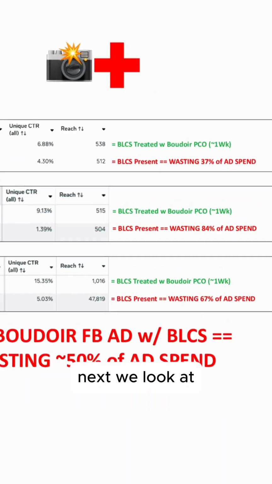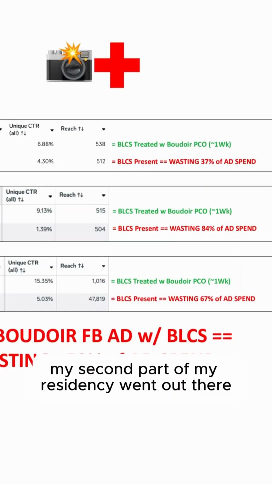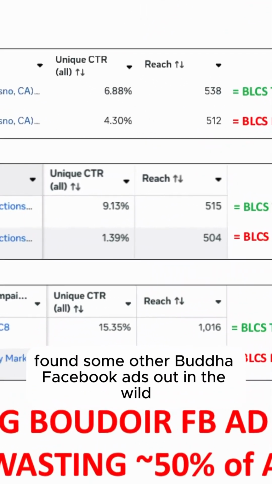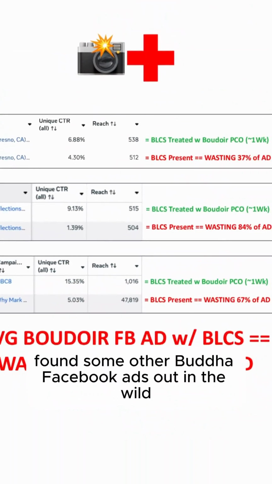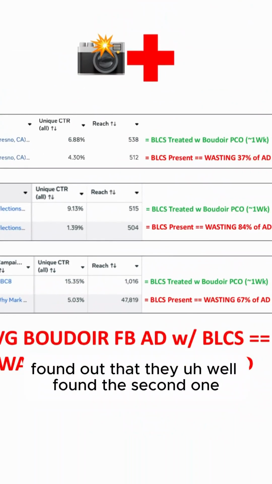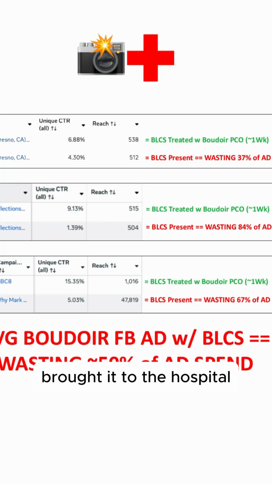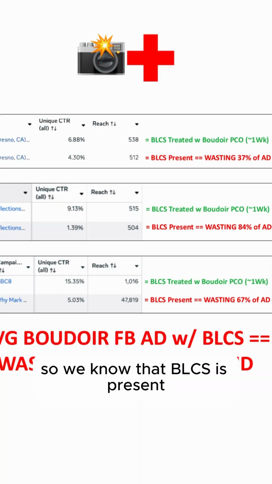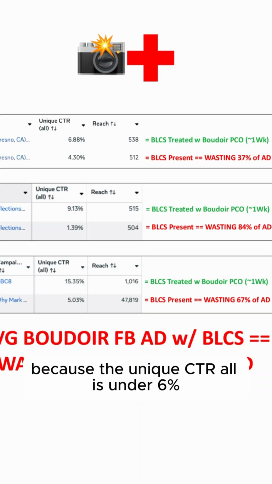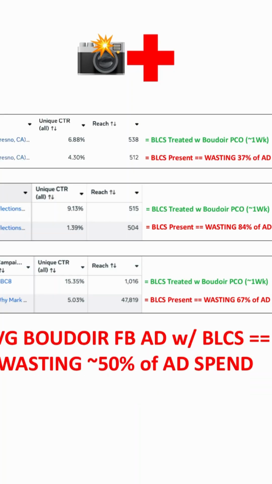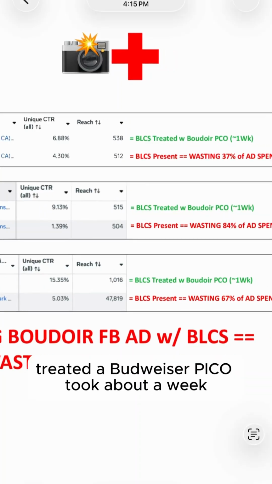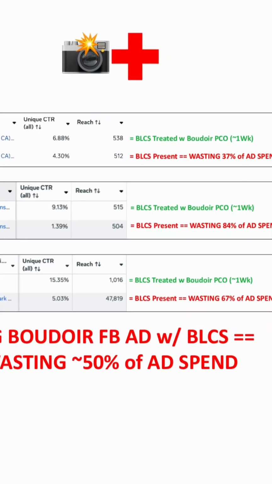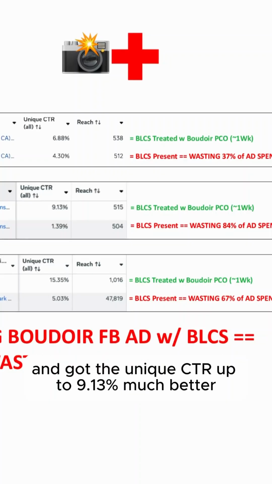All right, next, we look at the second part of my residency, where I went out there and found some other Boudoir Facebook ads out in the wild. Found the second one, brought it to the hospital, tested it, found its unique CTR was 1.39%. Okay, so we know that BLCS is present because the unique CTR is under 6%. So I duplicated it, treated it with Boudoir Pico, took about a week, and got the unique CTR up to 9.13%, much better.